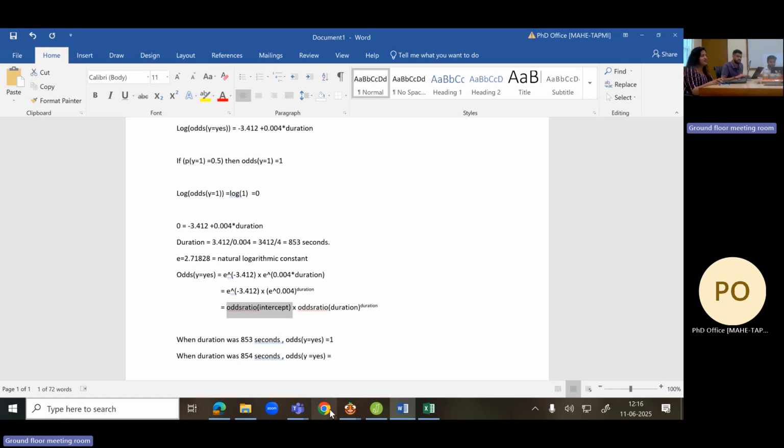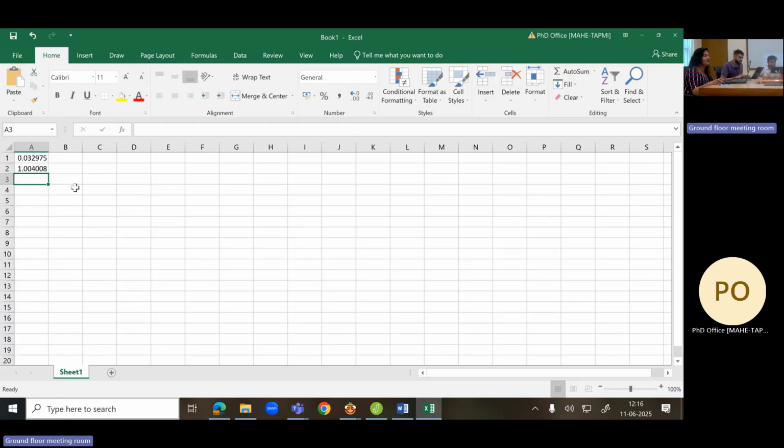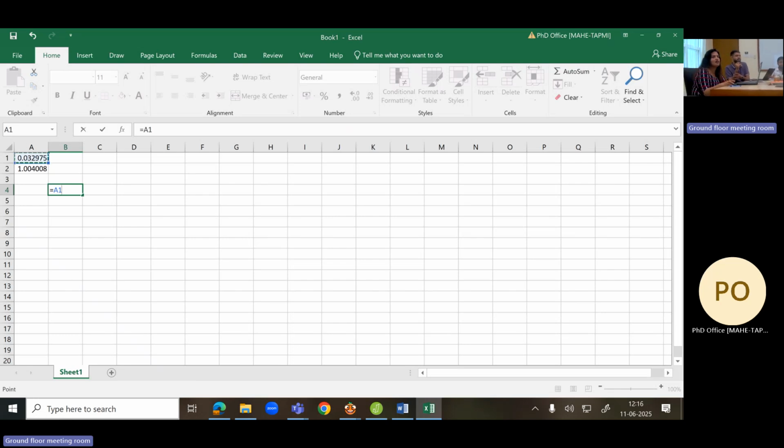Okay, go to Excel mobile. Tell me, what is the odds ratio of the intercept? It's 0.033. If we multiply it by the odds ratio of yes, the intercept is minus 3.412, into minus 3.412.